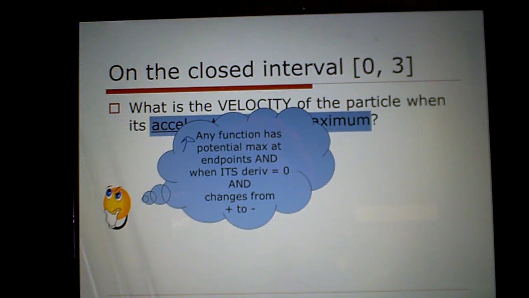So, in calculus, kids, somebody asks you about a maximum, you need to think about the first derivative. Any function has a potential max at endpoints, right? Closed interval, and when its derivative is equal to 0 or does not exist, and changes from positive to negative.